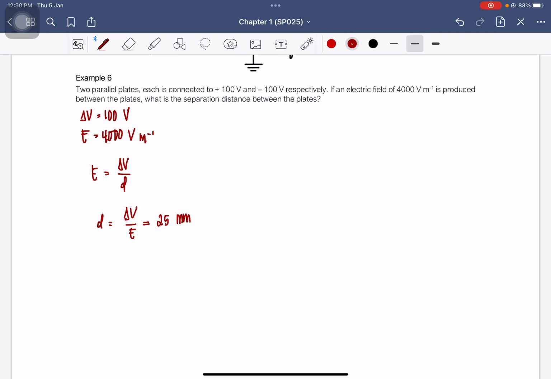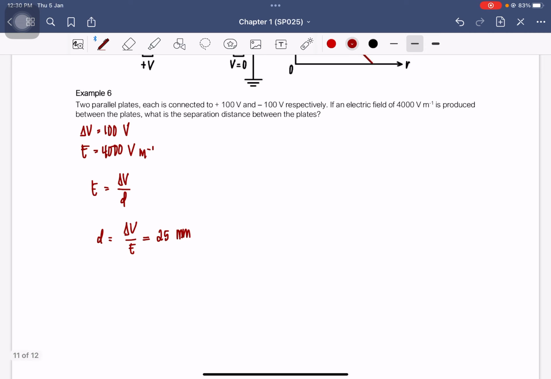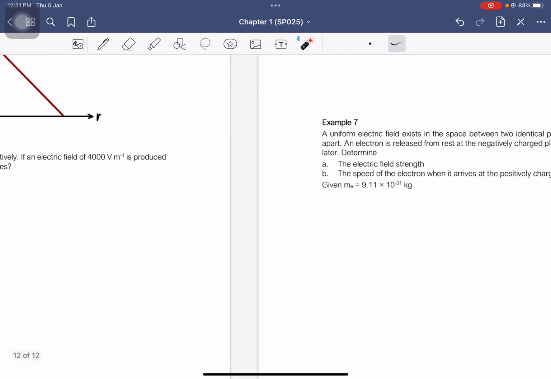Okay, so that is just applying the formula into the question. I guess the trick here is just knowing the value of delta V. But delta V is basically the value of volt being supplied, which is 100 volt. So the change in potential difference is 100 volt.